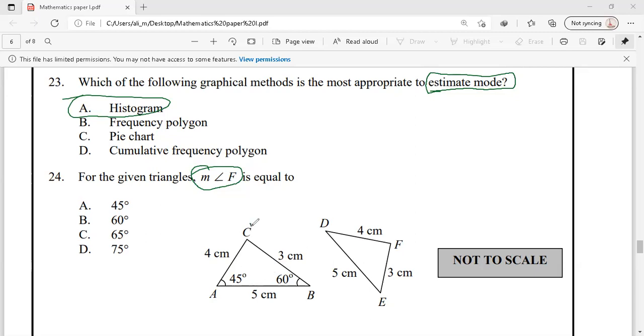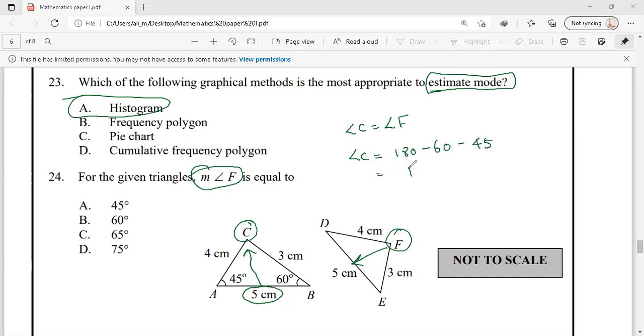We have to find the angle F, and this angle F is opposite to the side 5. Similarly, side 5 we have in this triangle, and the angle opposite to this 5 is angle C. So first of all, we will find the angle C, and we know that angle C will be equal to angle F. So angle C is equal to 180 minus 60 minus 45.